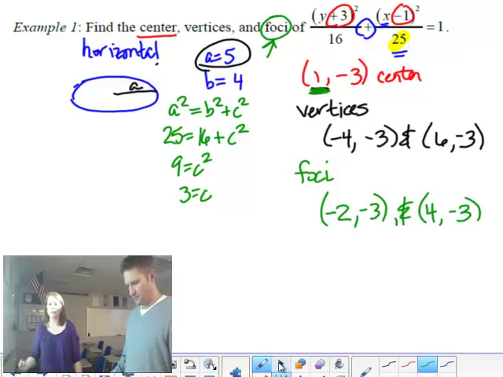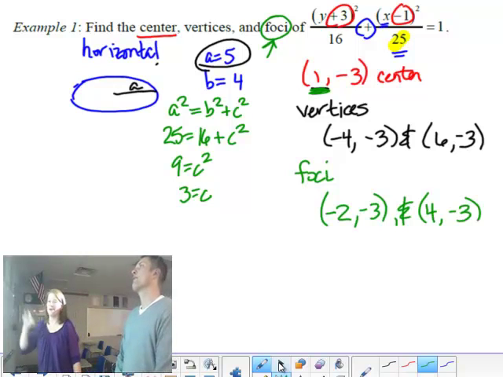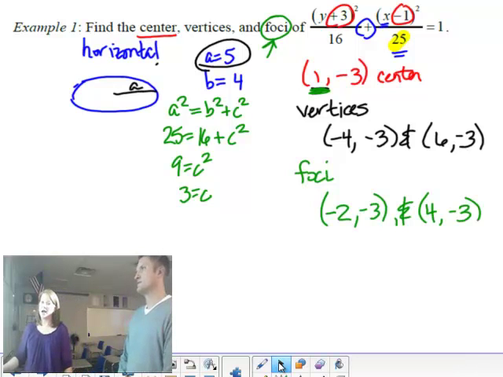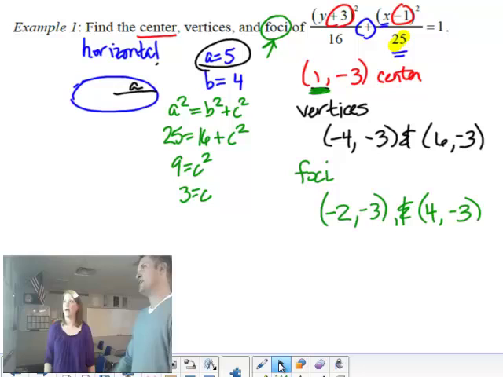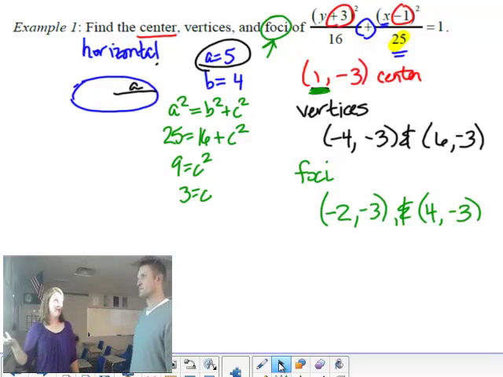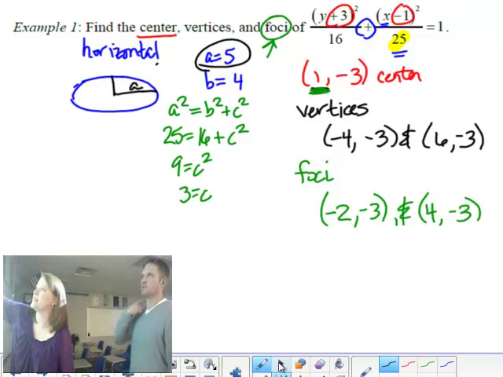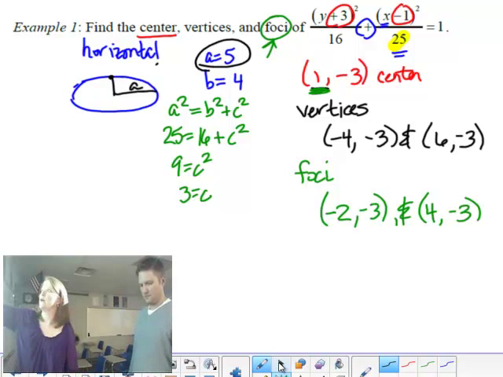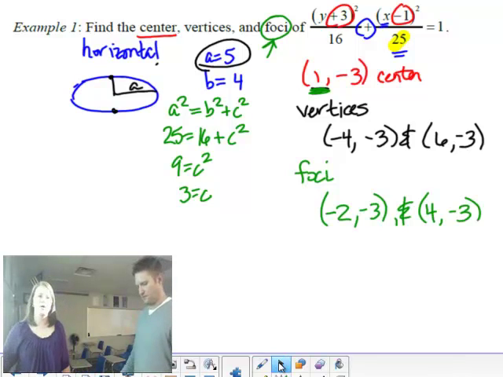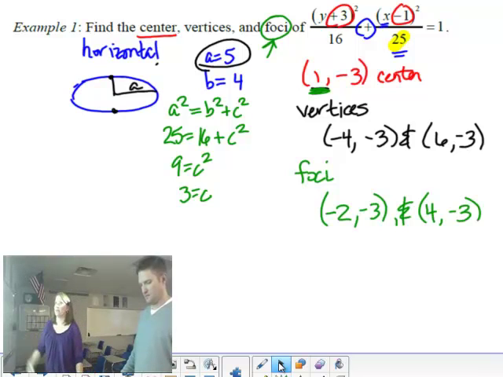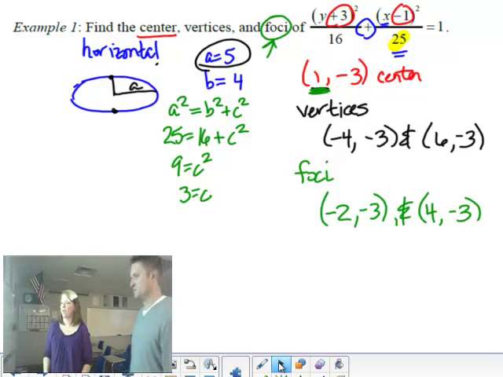Now, do I even need b? Technically, no. But what might be nice is for you to go ahead and graph all 5 of these dots and make sure that they are all in a horizontal line. Because if they're not, you did something wrong. And b did help us find c. If they asked us to graph this, we would definitely need b to figure out the co-vertices. Even if we don't write them, we will need those dots of the co-vertices on our graph.